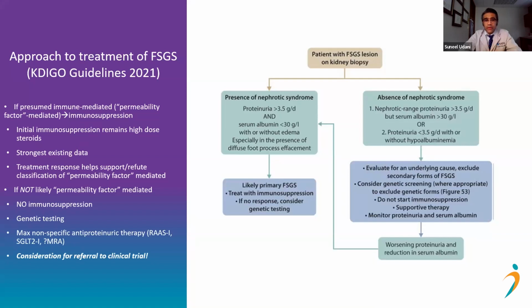You try to maximize what's referred to as non-specific antiproteinuric therapy: ACE inhibitors, angiotensin receptor blockers, sodium glucose transport inhibitors, and another novel agent being looked at, a mineralocorticoid receptor antagonist like spironolactone. But for those individuals, as I tell clinicians, really consider referral for a clinical trial, because we truly believe the best thing we can offer them is discovering something better, and exposing them to medications just for the sake of trying stuff is not the best way to go.